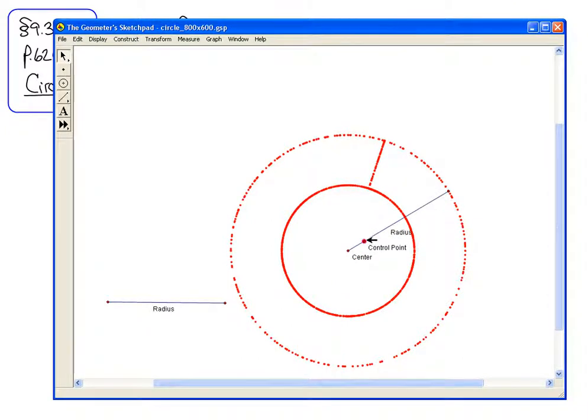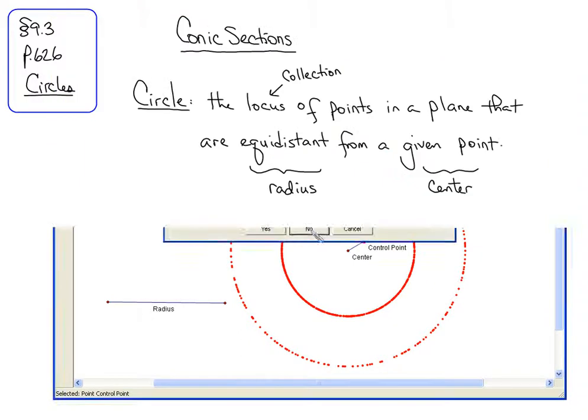Okay, so that gives you some background on circles. Now, what we're going to be doing is we're going to be working with graphs and equations of circles, and those are very, very easy to work with, and that's why we're starting with section 9.3. Okay.